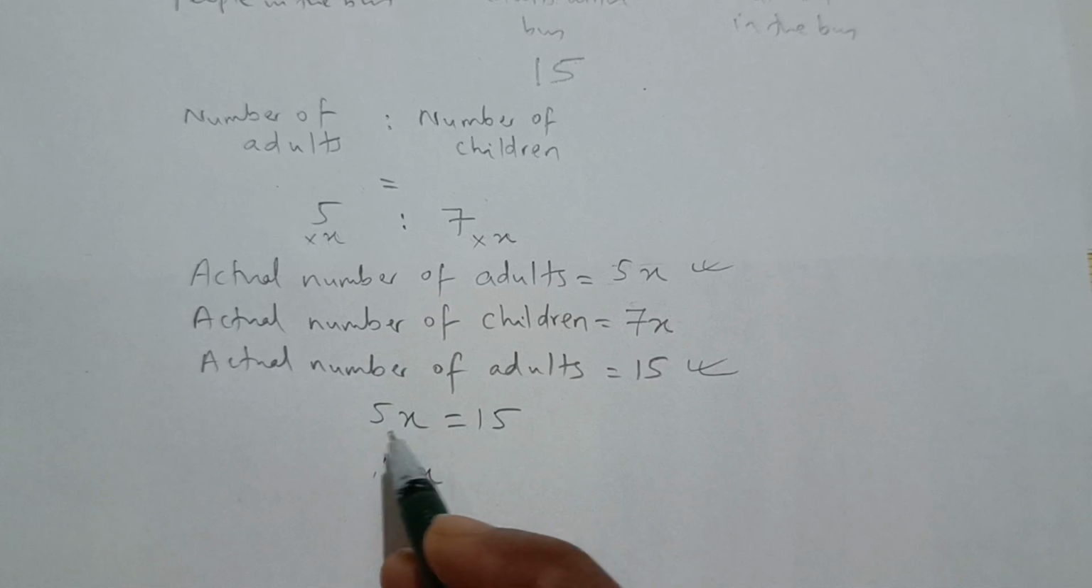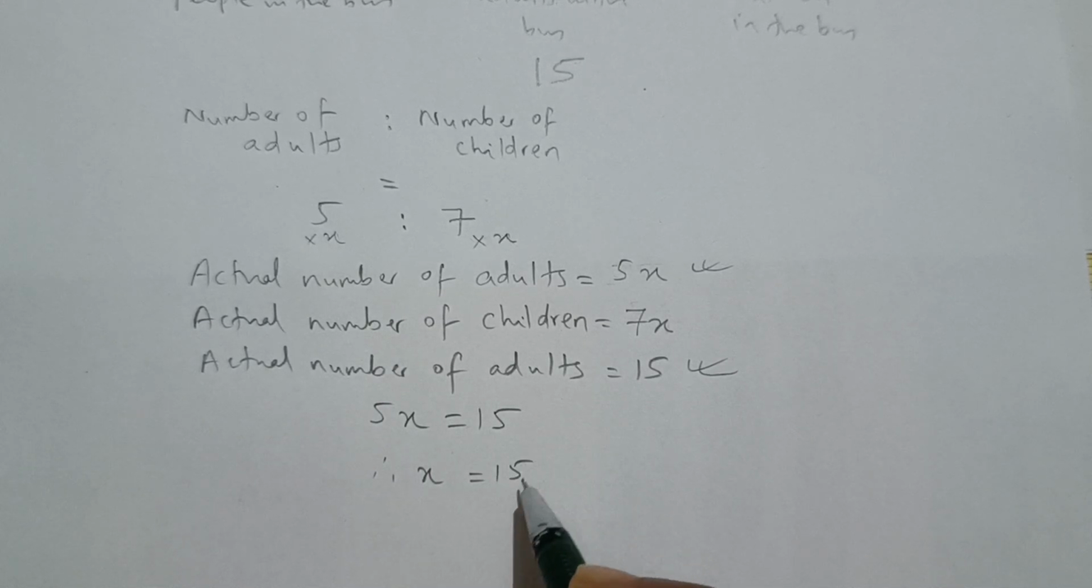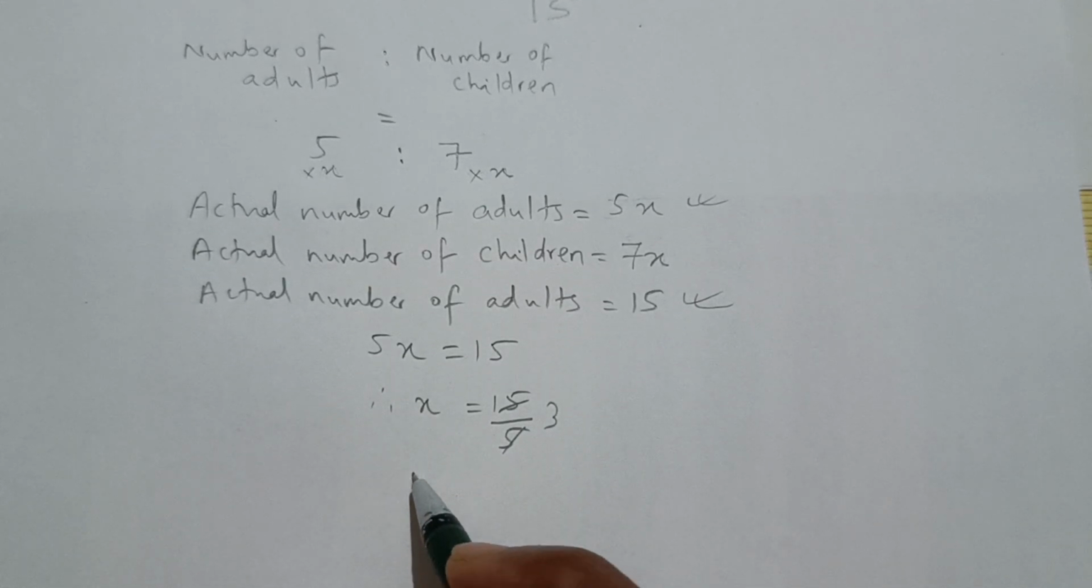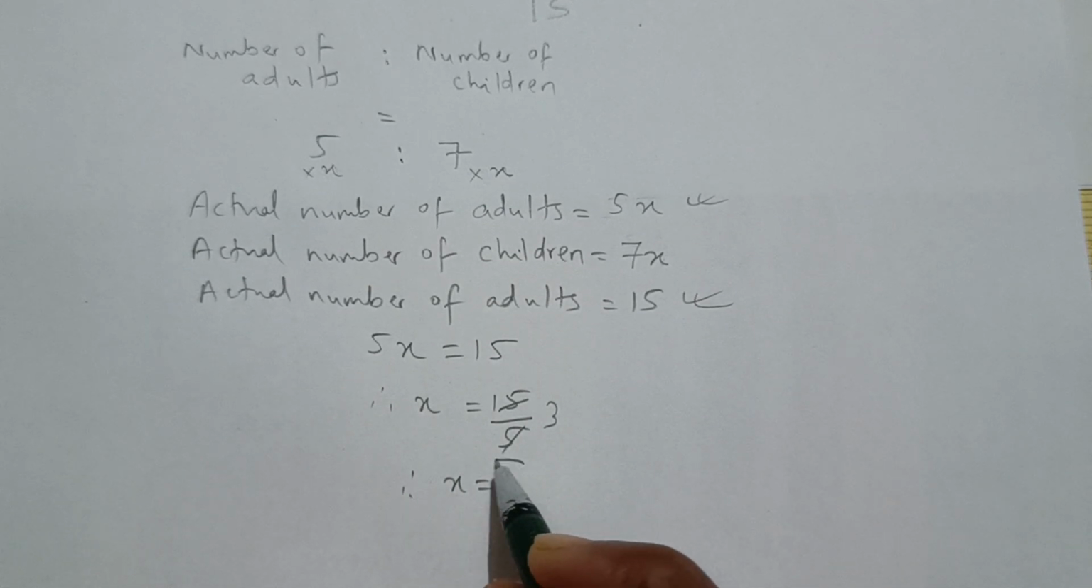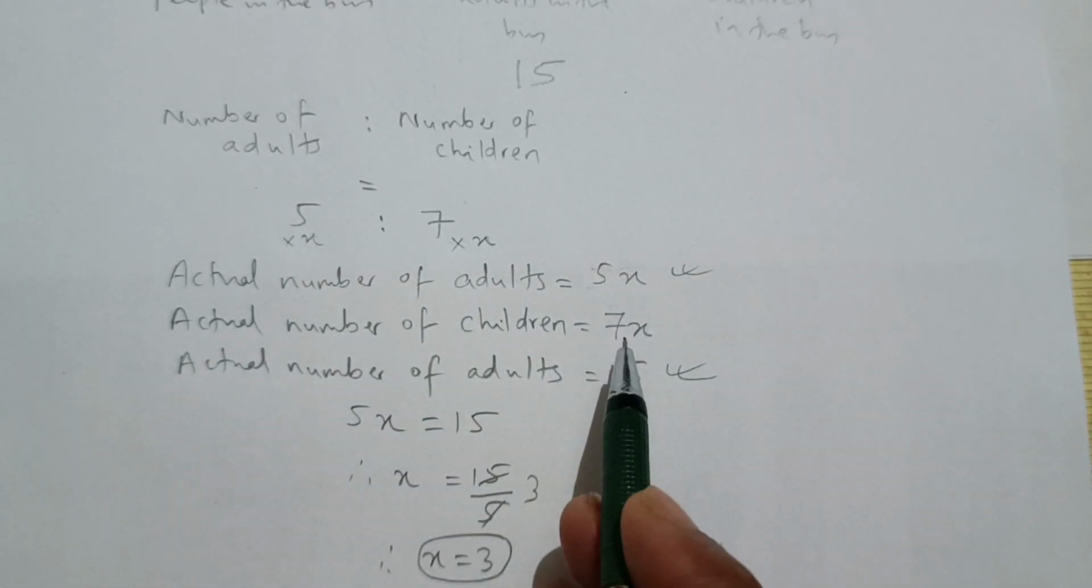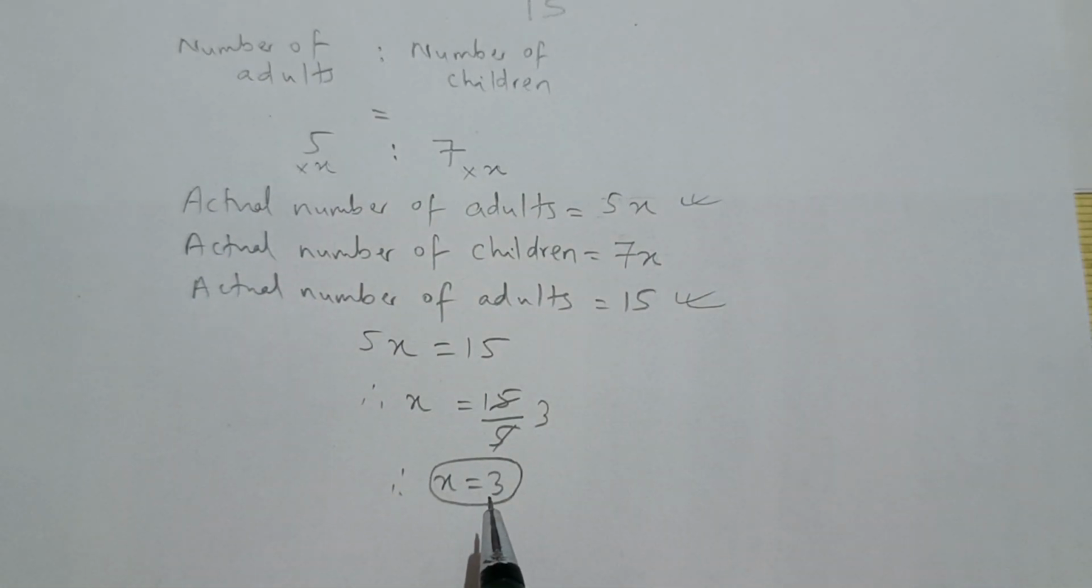So x is 15 divided by 5. 15 upon 5 is 3. So x is equal to 3. I have found the value of x. The value of x is 3.